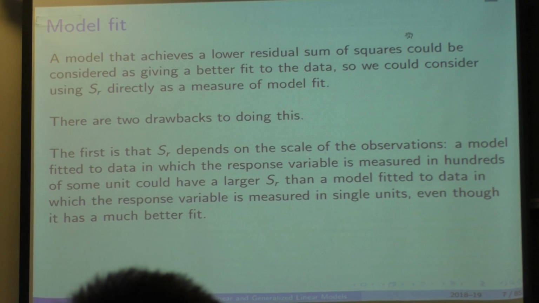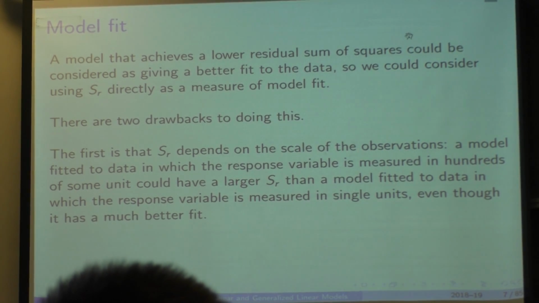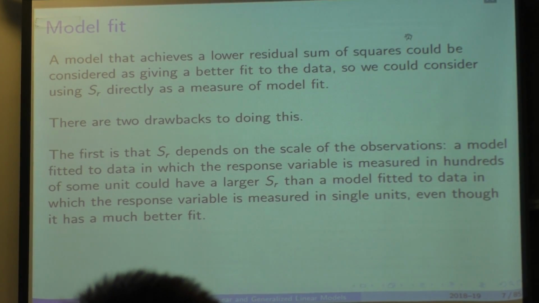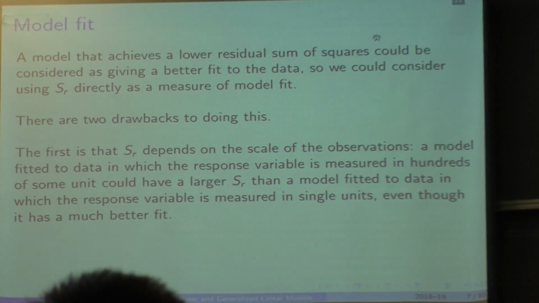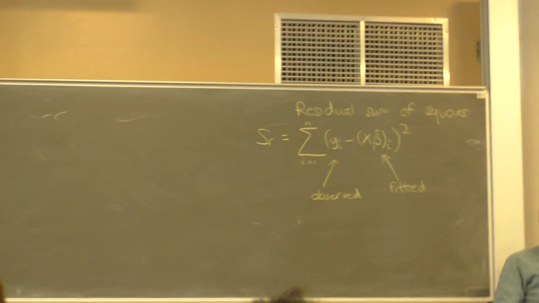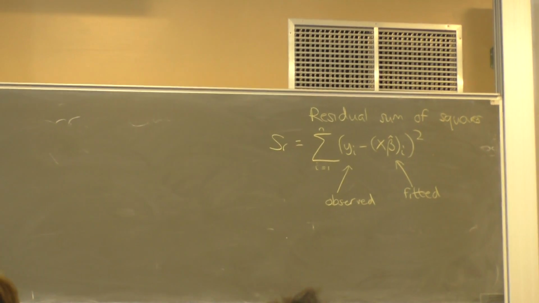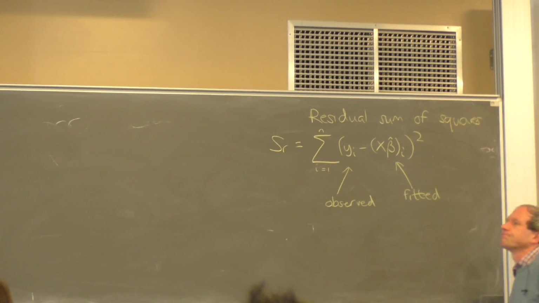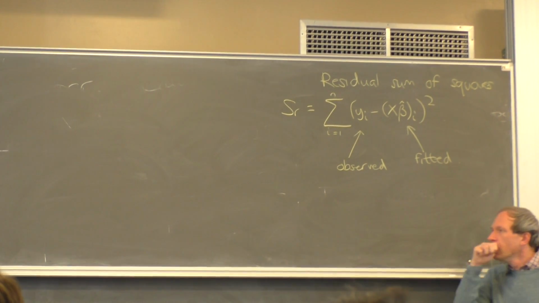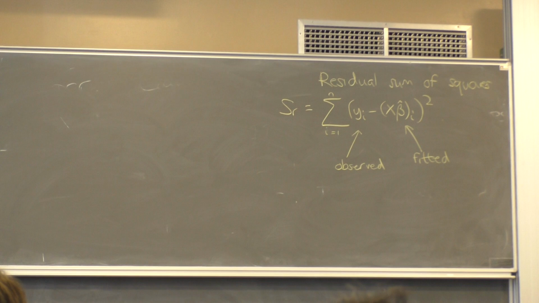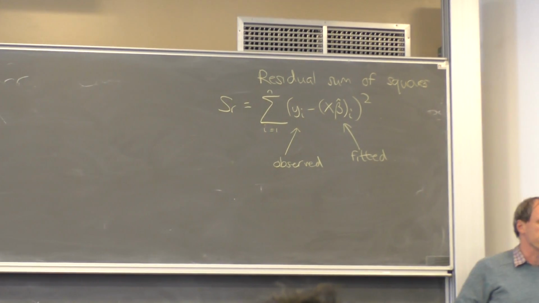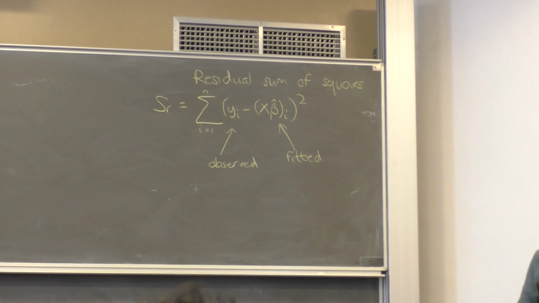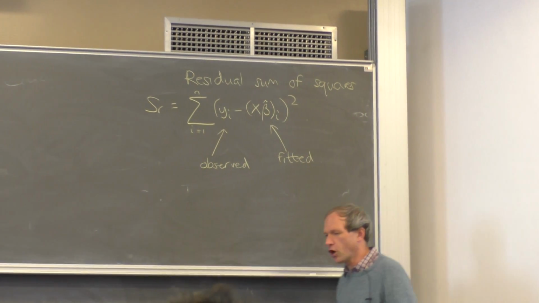And SR is not a dimensionless quantity, because if we divide yi by 1,000, say because we're measuring in millimetres instead of metres, then we're going to divide the fitted value by 1,000 as well, and so we'll divide the whole thing by 1,000,000. So SR is not a dimensionless quantity, and if we want to have some sort of absolute idea, it would make sense to have one.